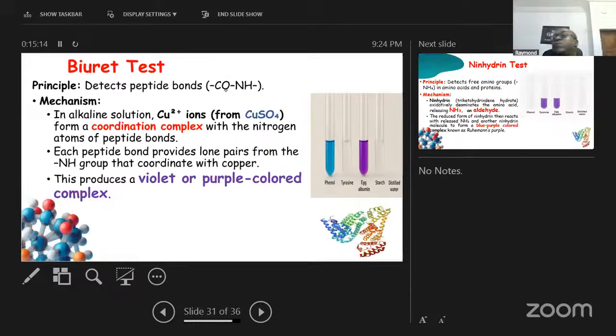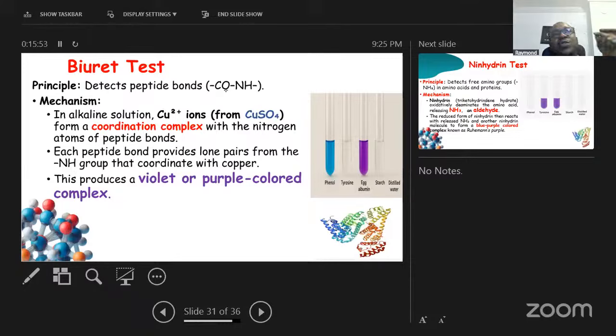So how do we test for protein? The major test for protein is the Biuret test. The Biuret test detects peptide bonds. Take note of that. The Biuret test detects peptide bonds, and it occurs in alkaline solution.